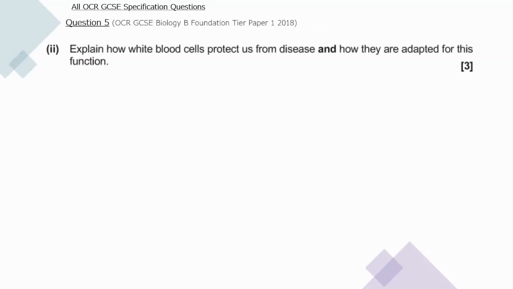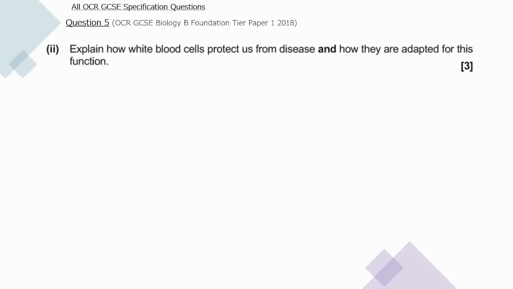Question 5. Explain how white blood cells protect us from disease and how they are adapted for this function. And this is worth 3 marks. So we know that white blood cells do in fact produce antitoxins, which counteract toxins produced by pathogens. They engulf pathogens, and they also produce antibodies which destroy them. Now, so we've answered the first part of the question, which is how they protect us from disease.